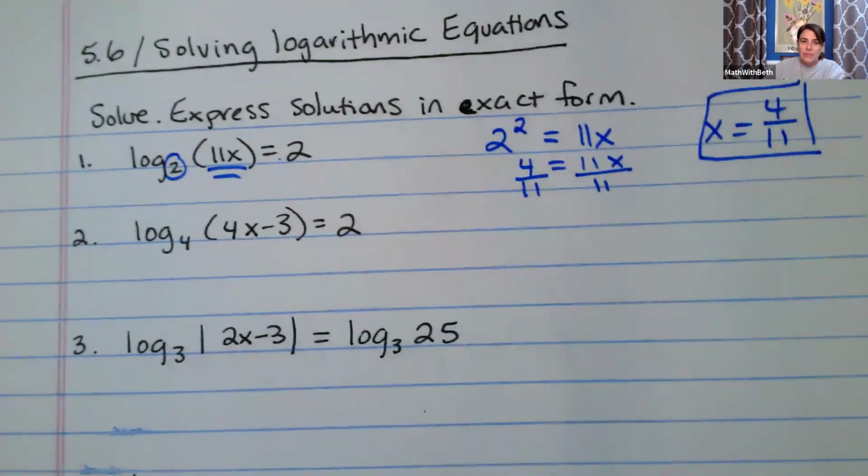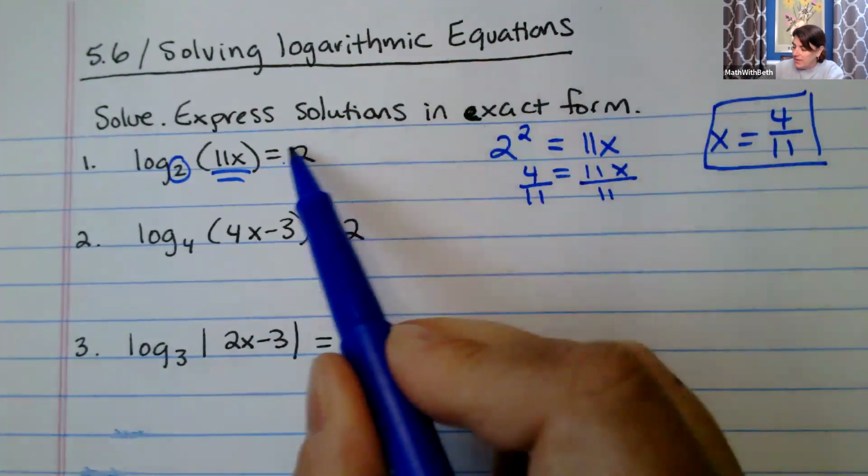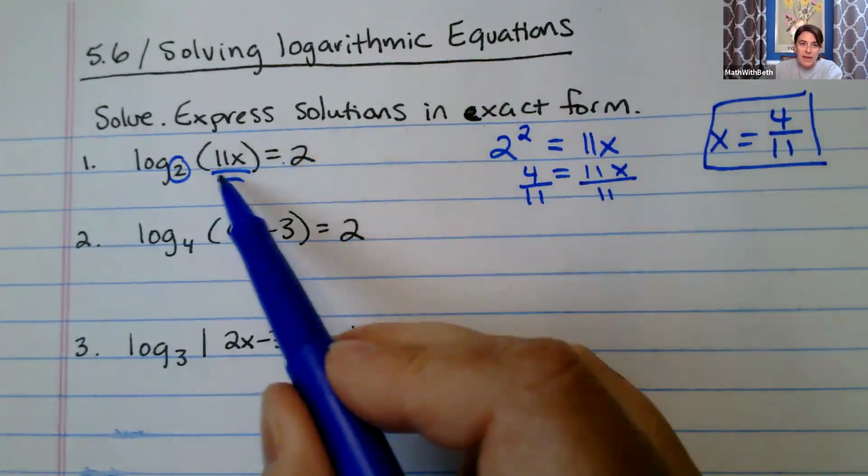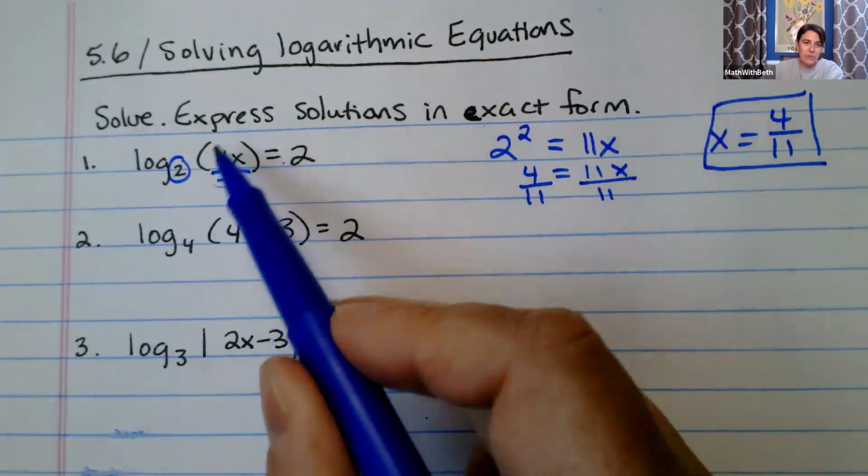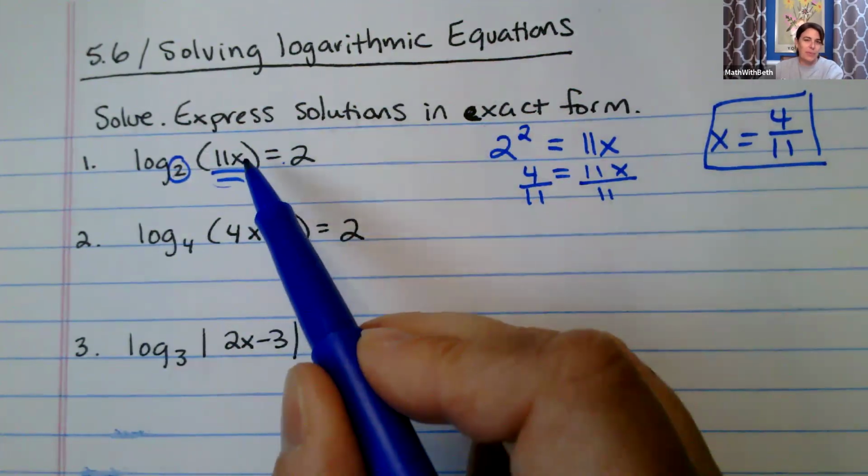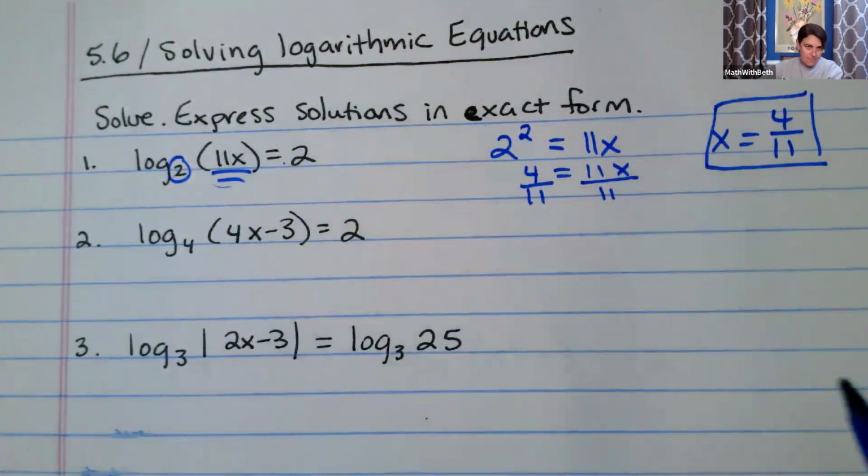When you're doing these log problems, make sure that if you plugged that in, you wouldn't get a negative or a 0 in here. Because remember, we never want that. So just check real fast. If I plugged 4 over 11 in, yeah, it would be fine.